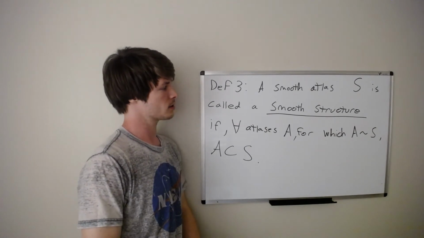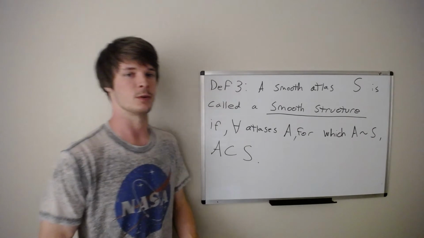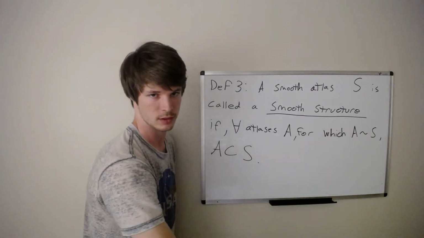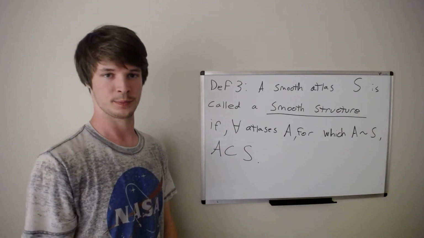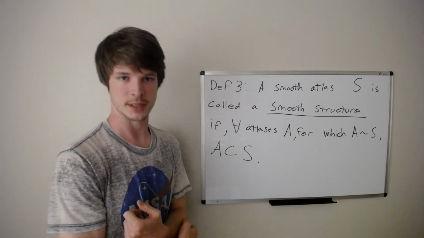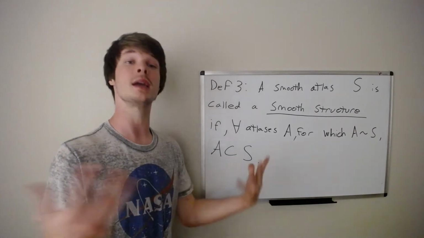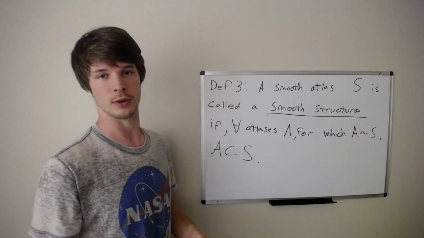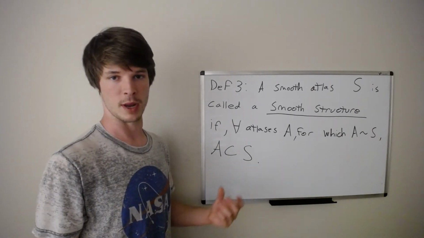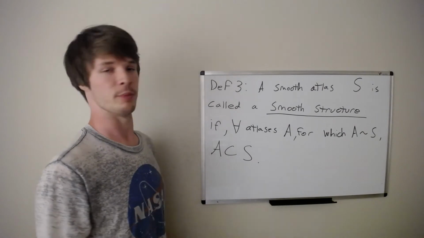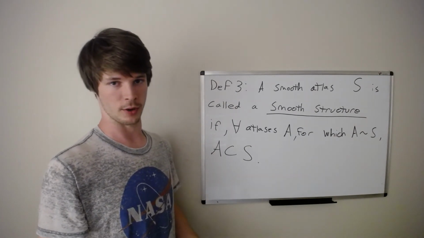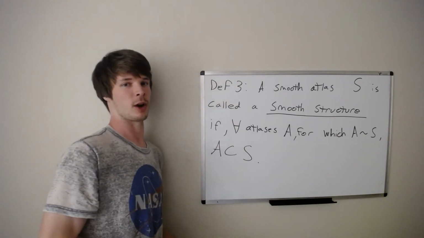A smooth atlas S is called a smooth structure. So not just a smooth atlas, but a smooth structure if for any atlas A for which A is compatible with S, A happens to be contained in S as well. So any atlas which is compatible with S has to be contained in S in order for S to be a smooth structure. So in some way, it's like the biggest smooth atlas of all the compatible charts that you can make with this set, because there will be more than one smooth atlas, and not all of them will be the same, and lots of them will be smaller than the smooth structure, but all of them will belong to this same smooth structure, and as I'll show you soon, that will mean they'll all have to be compatible with one another.